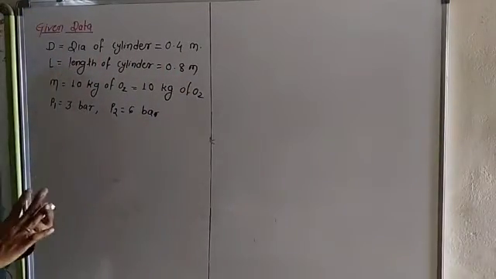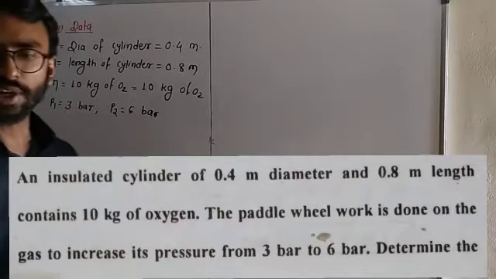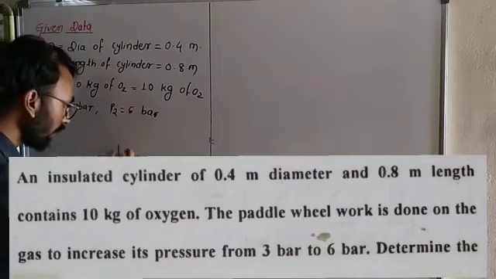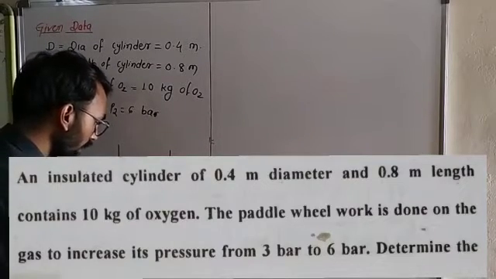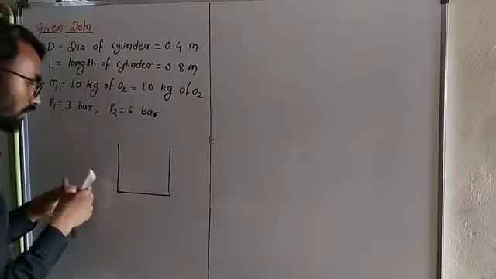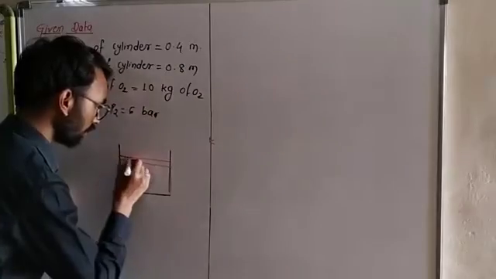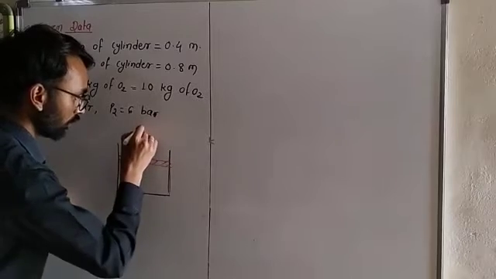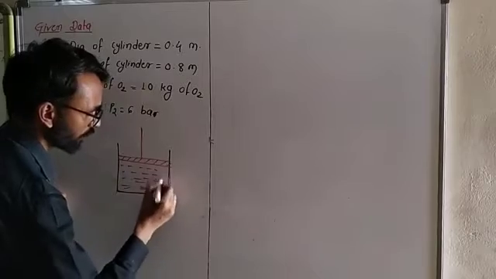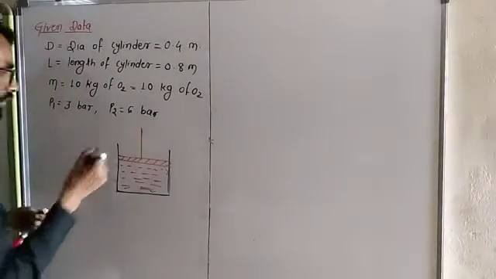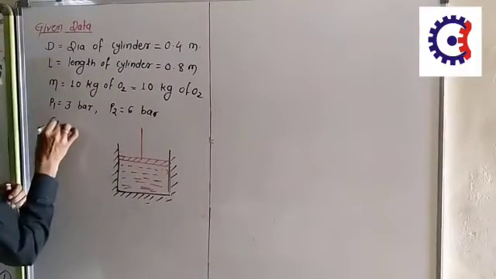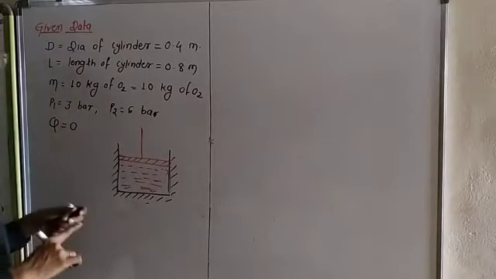Now I am going to discuss the numerical. This is the given data. I read the question properly. An insulated cylinder of 0.4 meter diameter. For example, here is the cylinder, and this one is a piston. Here are the gases, for example O2, N2. This one is insulated. Insulated means there is no heat transfer from system to surrounding and surrounding to system.